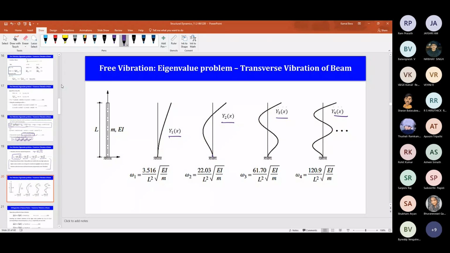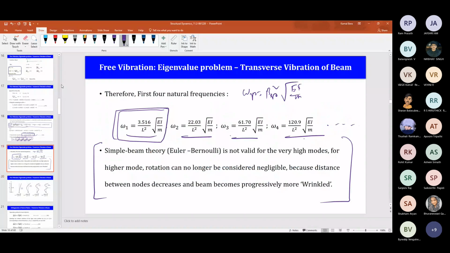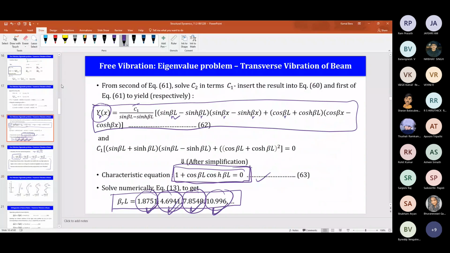So although it doesn't have a closed form solution, right, some approximate relationship can be obtained, if I remember correctly, for r greater than 3 or 4 maybe. Now quickly tell me, what is the characteristic equation for a simply supported beam? I think sine beta L equal to 0, right? Correct? Yes, sir. This is the characteristic equation.